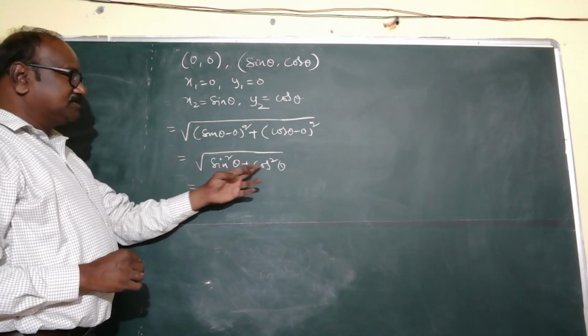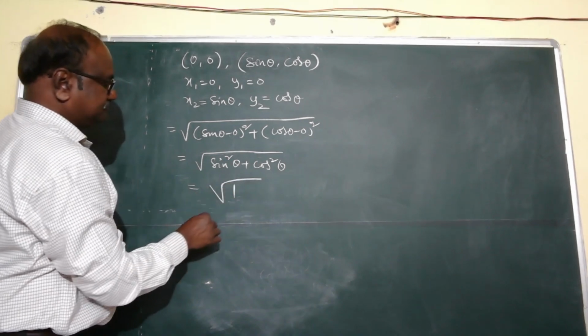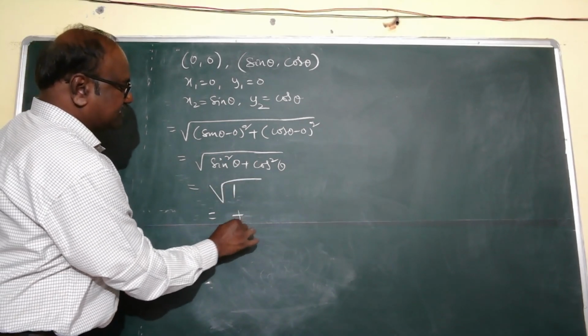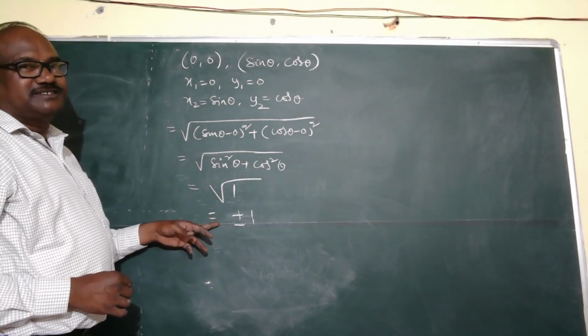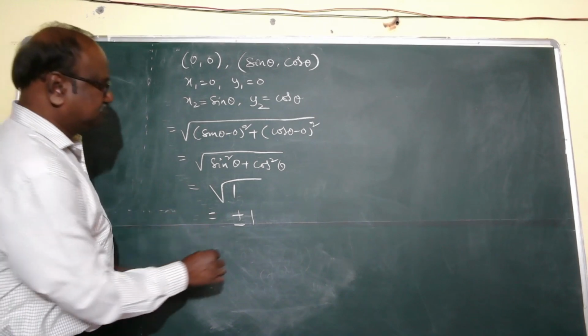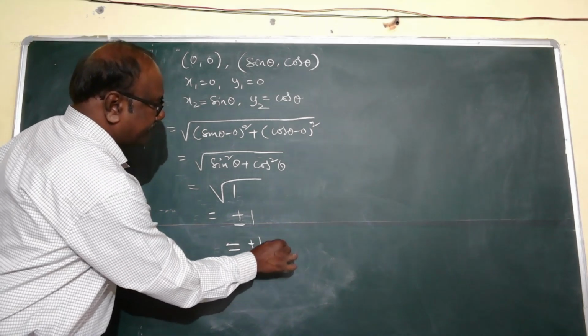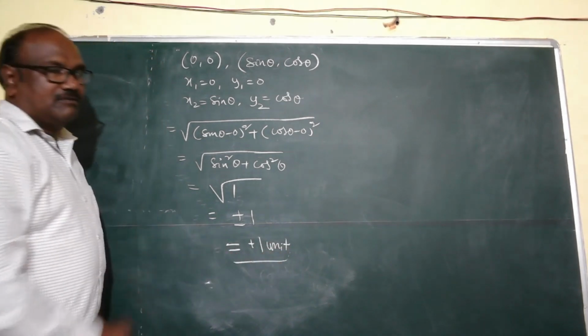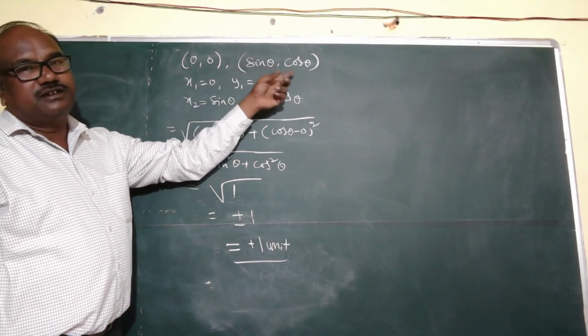Sin square theta plus cos square theta is how much? Root 1. So under root 1 is plus or minus 1. But here it is a distance in the coordinate plane, the distance is always positive, so we have to take it as plus 1 unit. 1 unit is the distance between 0, 0 and sin theta, cos theta.